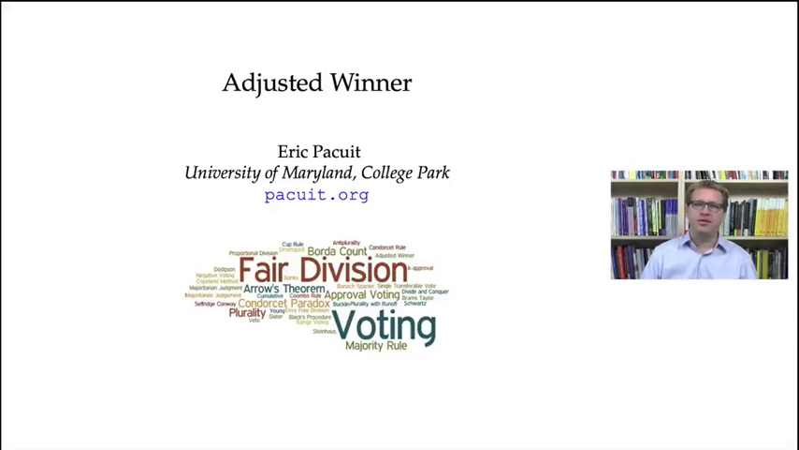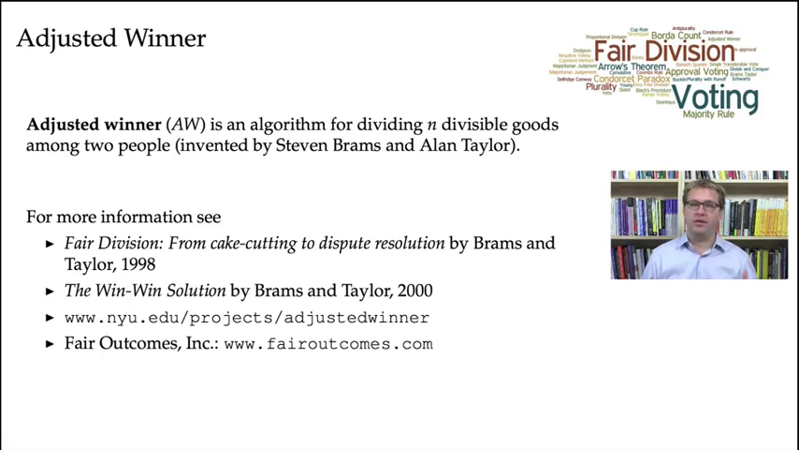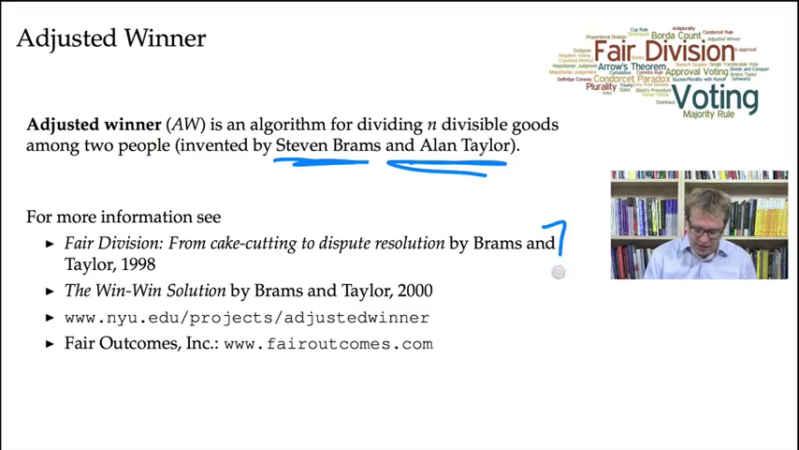In this lecture, I want to introduce an algorithm that can be used to fairly divide n goods among two people. The name of the algorithm is adjusted winner. It was invented by Stephen Brams and Alan Taylor. And if you're interested and want to read more about this algorithm, I recommend these two books.